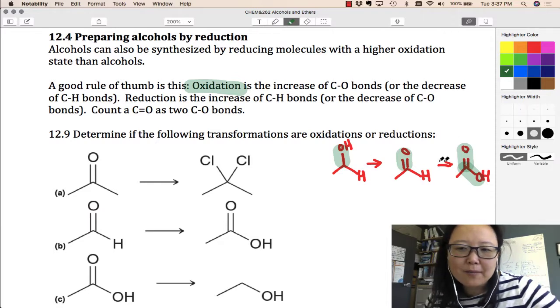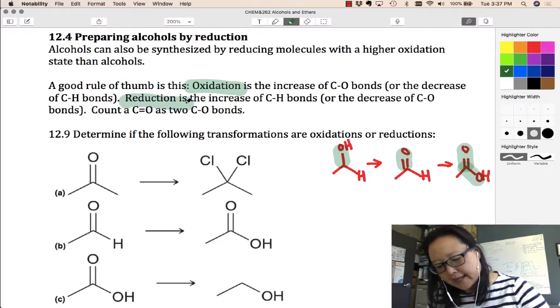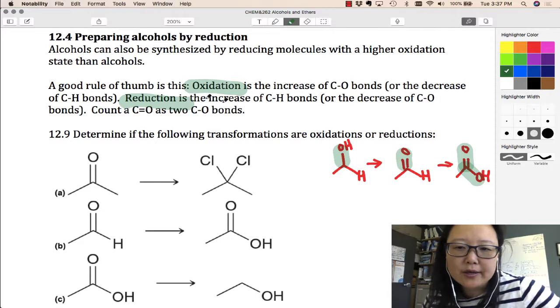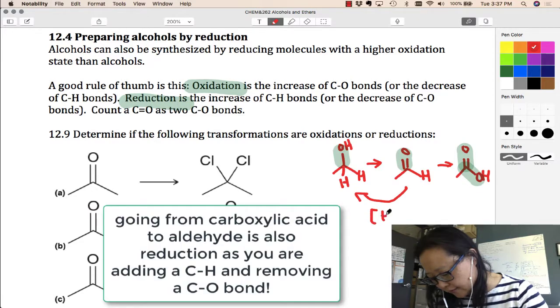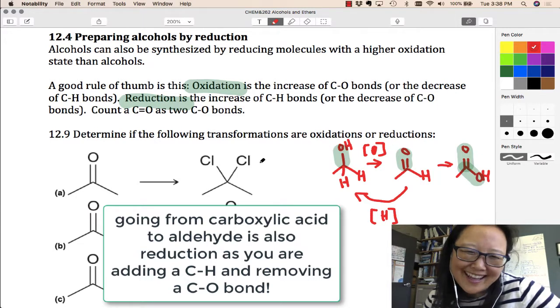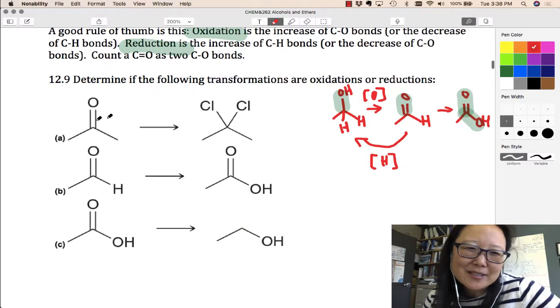If I take away CO bonds, I'm doing what we call reduction. You can also think of reduction in terms of adding hydrogen, CH bonds. Going from here to here, I've added an H, a CH bond, so that's also reduction. Reduction has this symbol, oxidation has this symbol. That's an O. So let's take a look at this reaction here. I have CO single bonds, and now I'm getting rid of them.